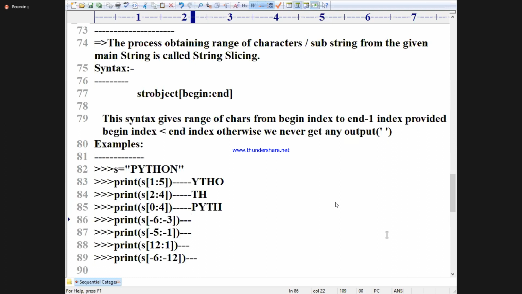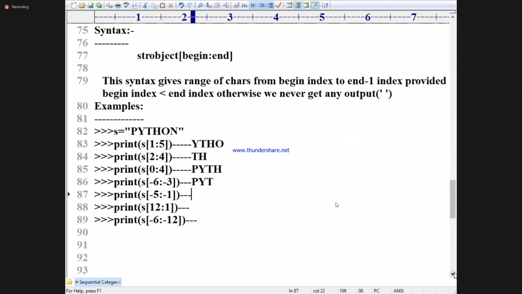Next. Minus 6, minus 3. P, Y, T. That's it. Next, minus 5 to minus 1. Come on. Y, T, H, O. Next, 12 colon 1. No output. No output. No index error.